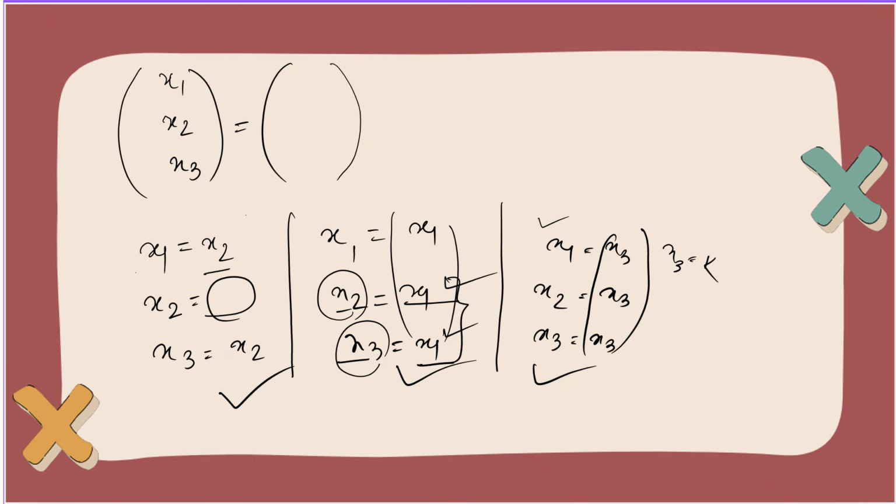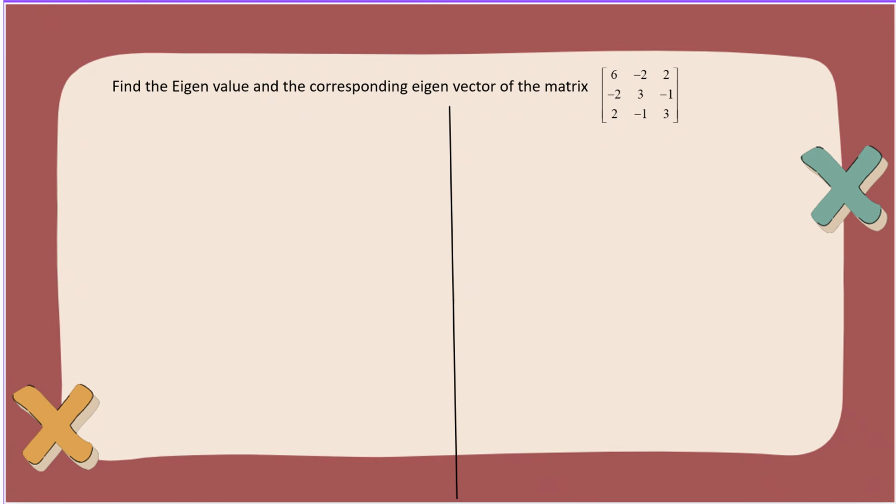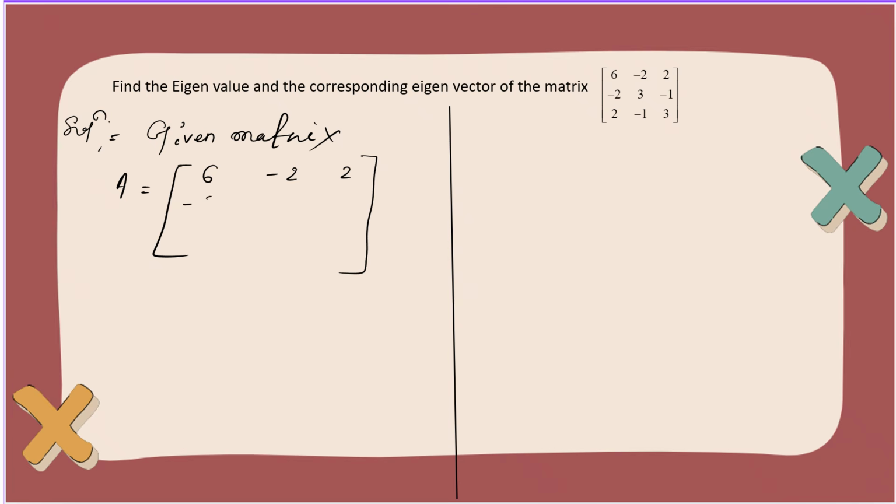Now we have to move to the next example. Let's start example 2. Find the eigenvalues and corresponding eigenvectors of the given matrix. So let's start the solution. Now write the given matrix here, taken as A: 6 minus 2 2, minus 2 3 minus 1, 2 minus 1 3.